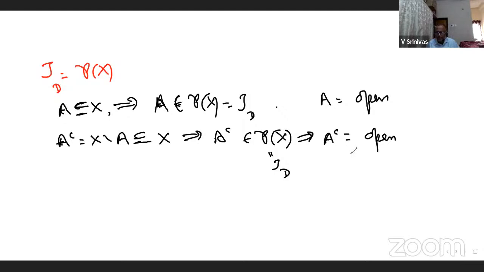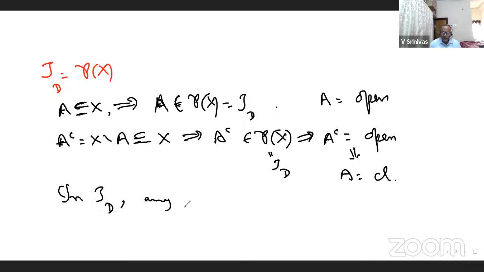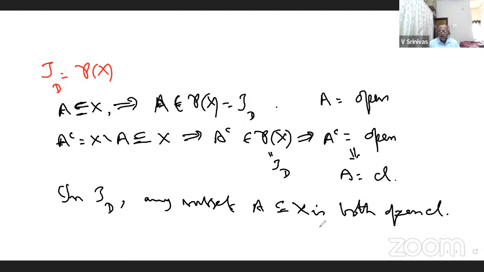Because A complement is open, this gives you that A is closed. So capital A is open as well as closed. In the discrete topology, any subset of X is both open and closed. It is a clopen set. Now let us come to the definition of A closure.